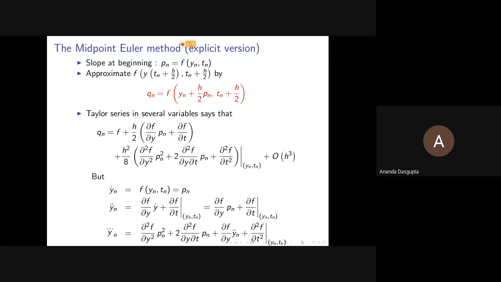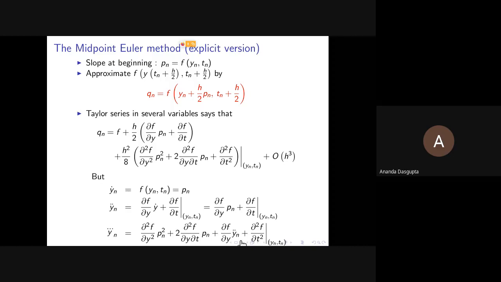Yes, sir. Okay, now notice that if I take these expressions, if you look at this term here, del f del y Pn plus del f del t, evaluated at yn comma Tn, that is actually yn double dot at yn comma Tn, which is y double dot at Tn. This term here in the bracket. And this term in the bracket is almost yn triple dot.